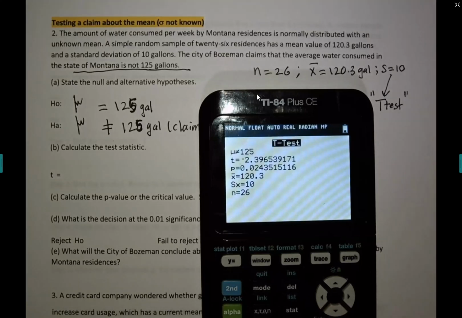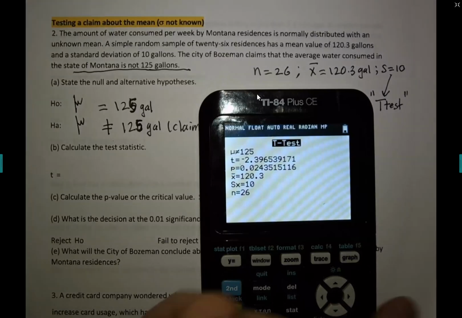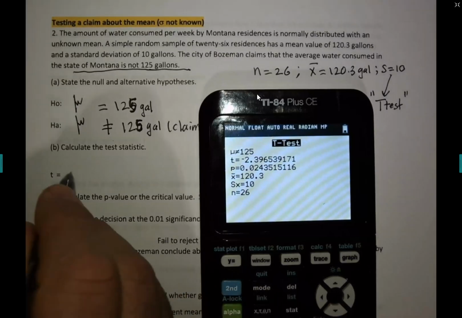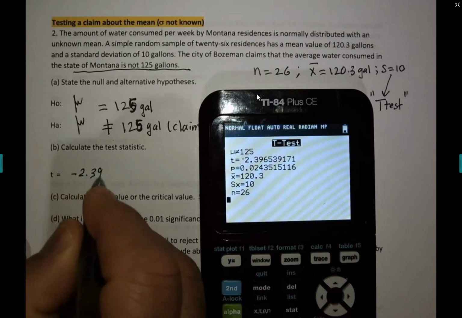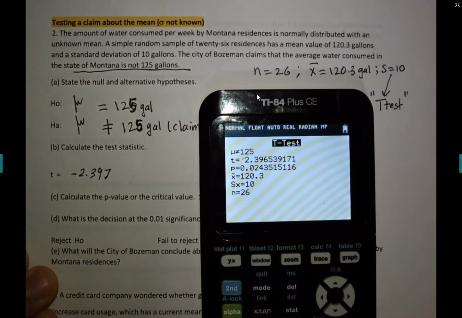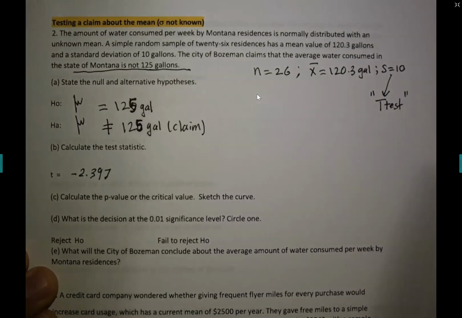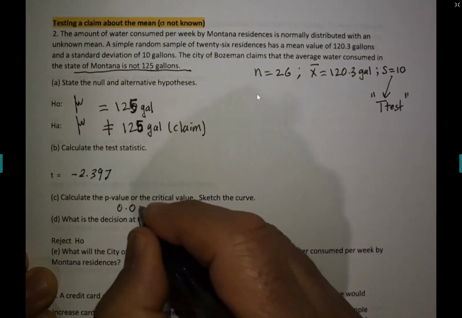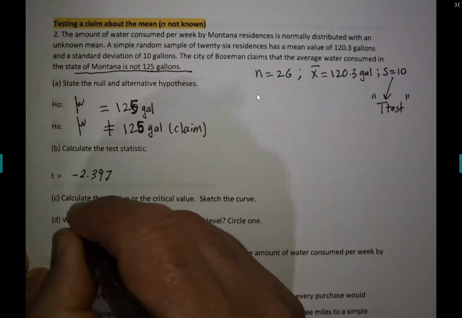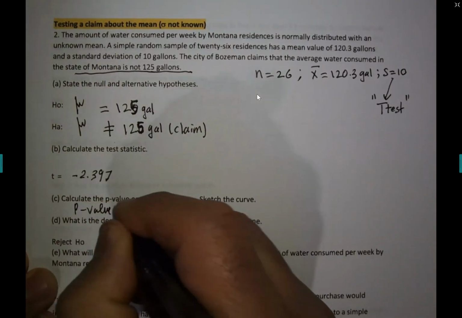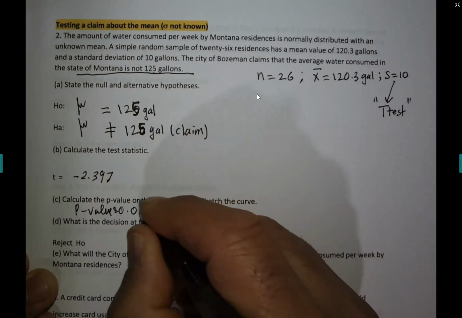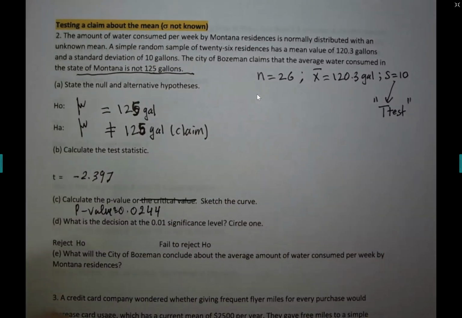So T usually is 3 decimal places, guys. So it's negative 2.397. P-value is 0.0244, 4 decimal places. And that's all I need from the calculator. Okay, I don't need the critical value here, so I just do the p-value.